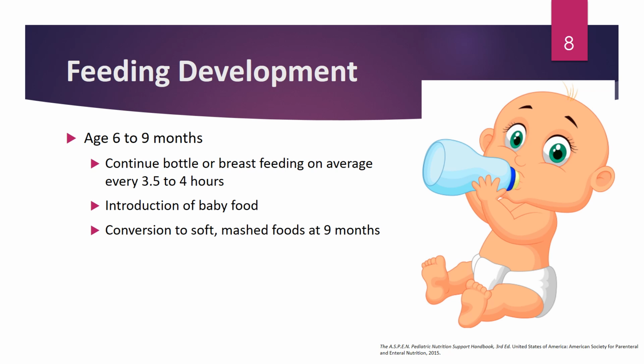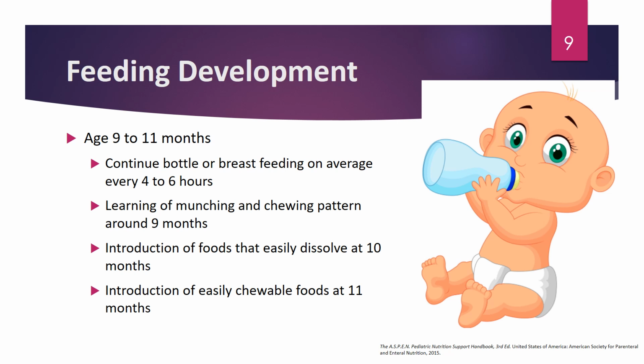For patients who are age 6 to 9 months, they also continue bottle or breastfeeding on an average of around 3.5 to every 4 hours. And at the ages of 6 to 9 months, that's where we actually get introduction of simple baby foods, with the conversion to essential soft mashed foods at 9 months.